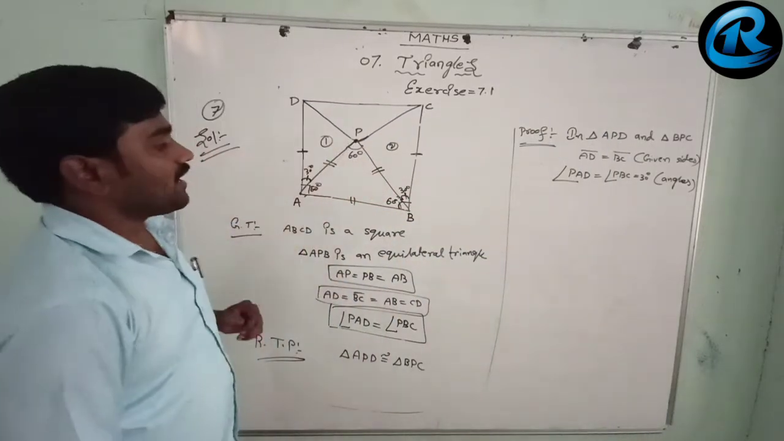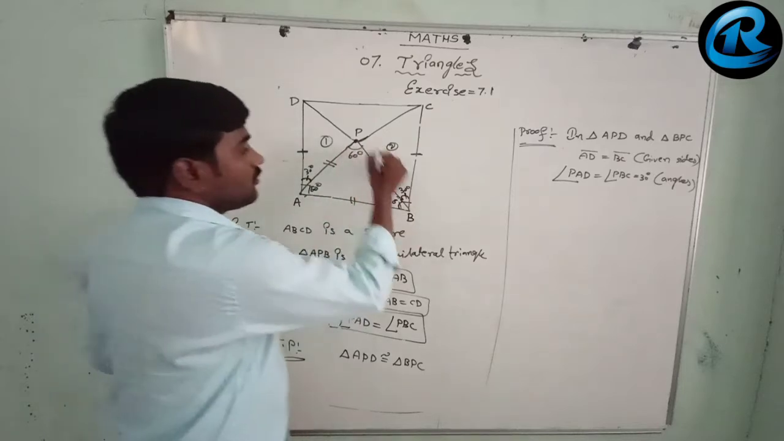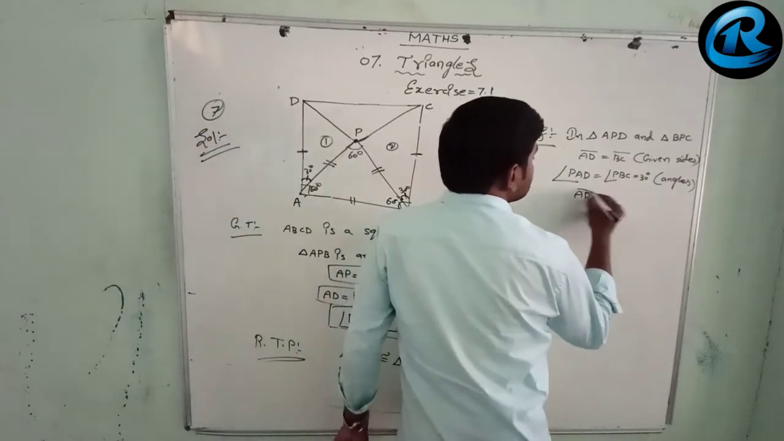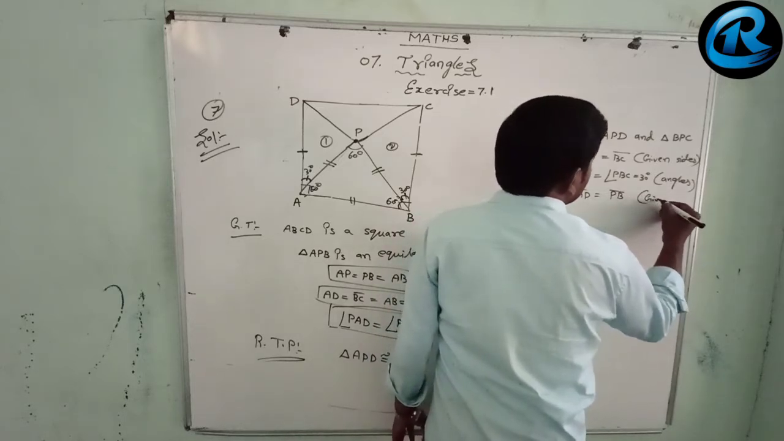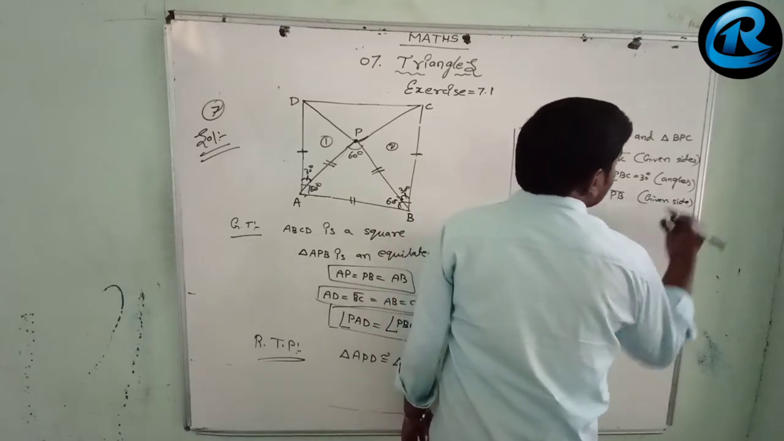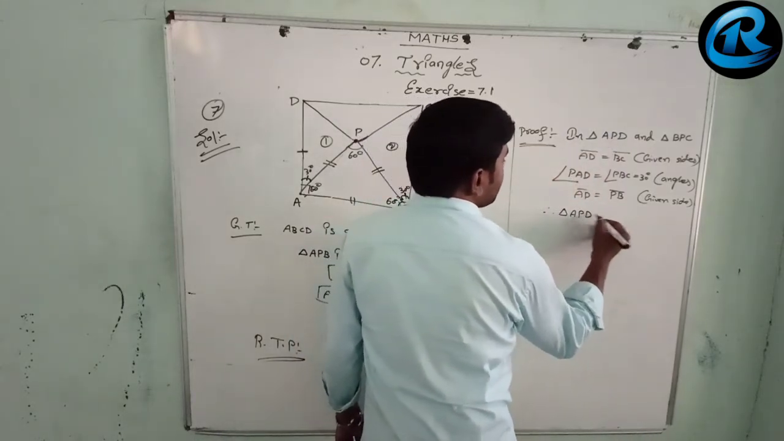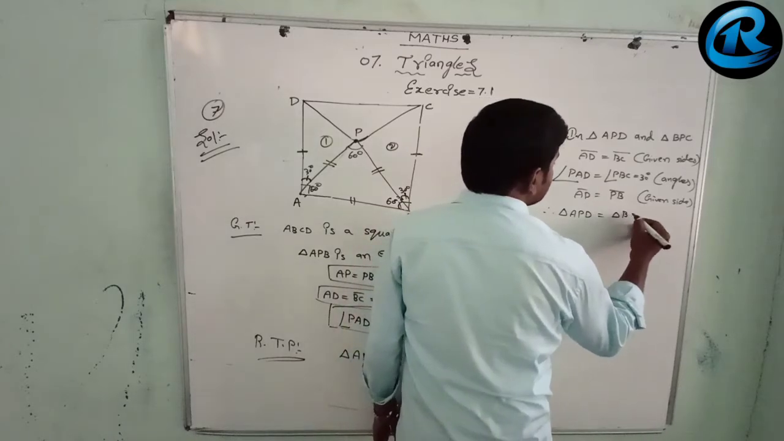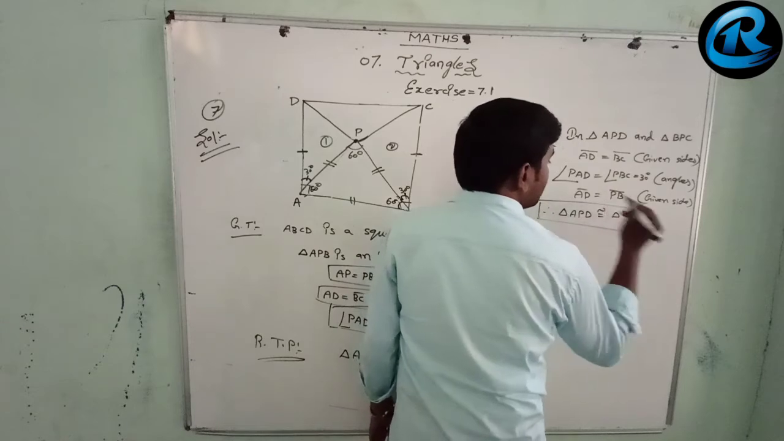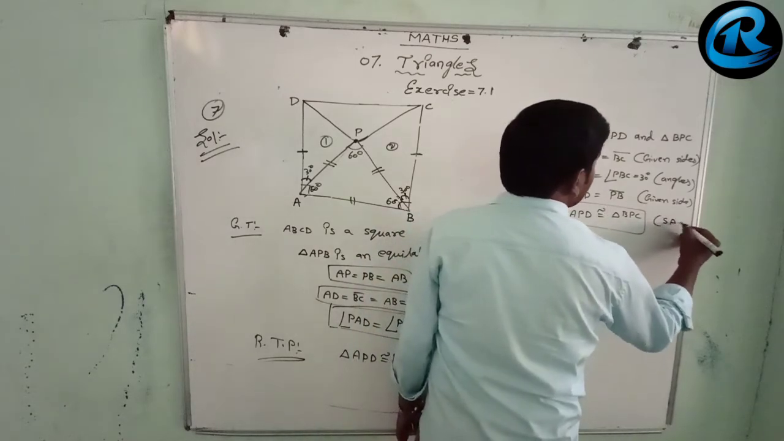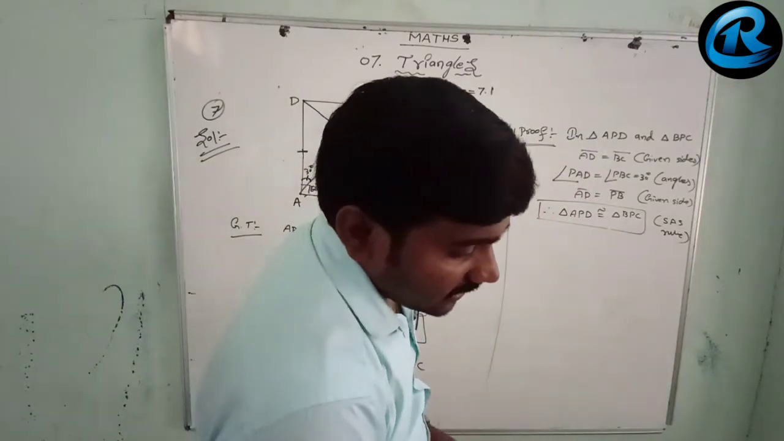Again, now we can write that AB is equal to PB. AB is equal to PB, because these are the sides of the equilateral triangle. Now you can say that triangle APD and triangle BPC are congruent by the side angle side rule.